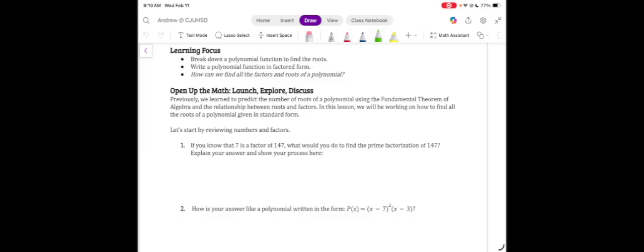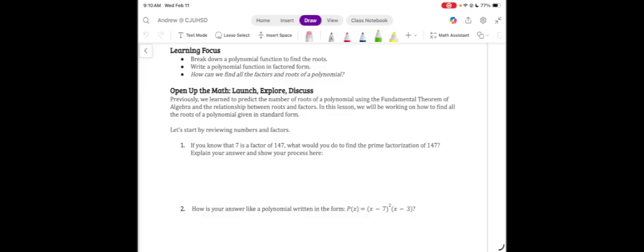Previously, we learned to predict the number of roots of a polynomial using the fundamental theorem of algebra and the relationship between roots and factors. In this lesson, we'll be working on how to find all the roots of a polynomial given in standard form. So let's start by reviewing numbers and factors.